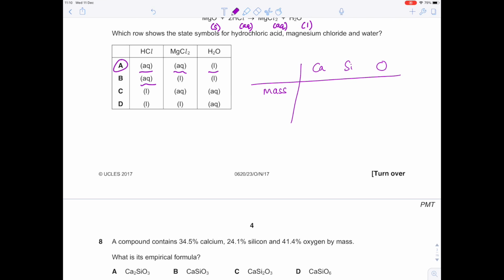Remember, we always lay out our empirical formulae calculations in the same way. Make sure you watch my very popular moles video if you struggle with more calculations. That will clear it up and show you why I'm doing it like this. Our masses, because we're given them as percentages, it doesn't matter, we can pretend that they're the masses, so we just copy that straight into the table.